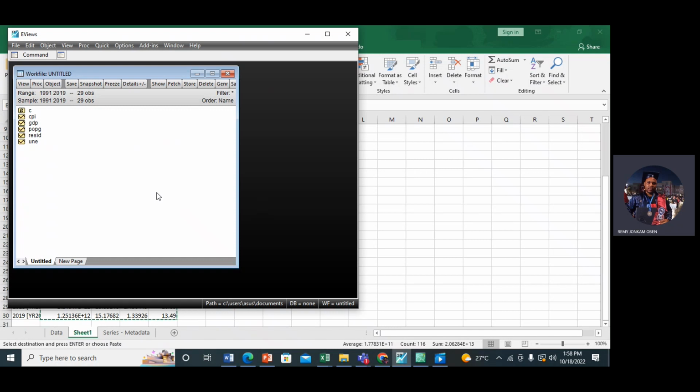Actually, these three terms all talk about relationship. All of them talk about relationship. For instance, let's assume we have two variables, y and x. So correlation talks about the relationship between y and x. Regression talks about the relationship between y and x. Causality, or you can call it causation, talks about the relationship between y and x. So all of them talk about relationship. But then what is the difference?